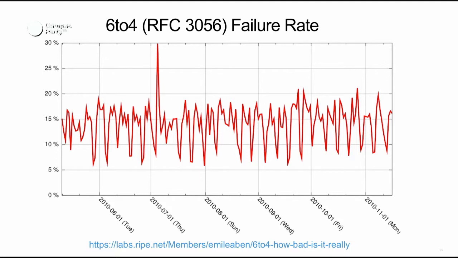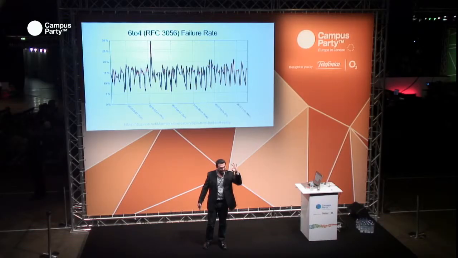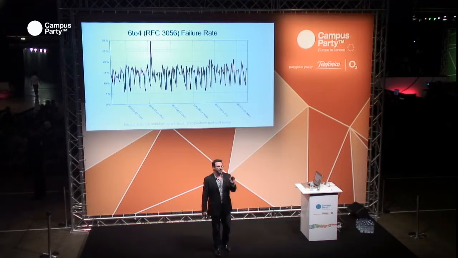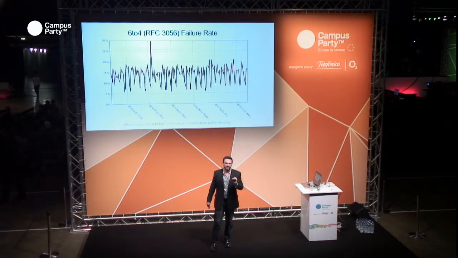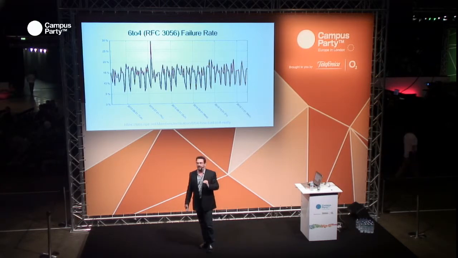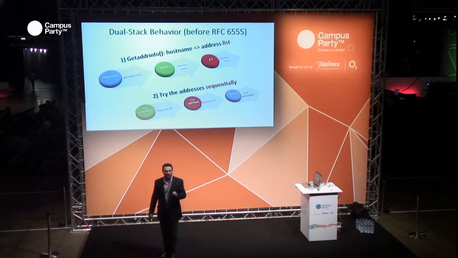15% of the time, 6-to-4 just doesn't work. It breaks for whatever reason, and there's a variety of reasons for another talk. So if a website were to advertise reachability over IPv6, first of all, you get a tiny bit of users, and half of them are using a technology that 15% of the time breaks. That's really bad. So we had to do some work before we could even turn it on for one day.